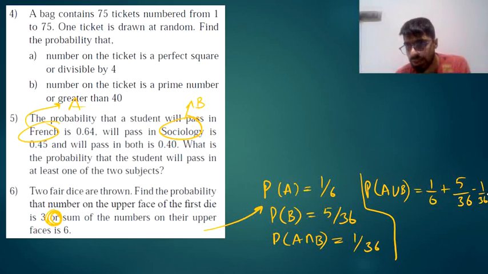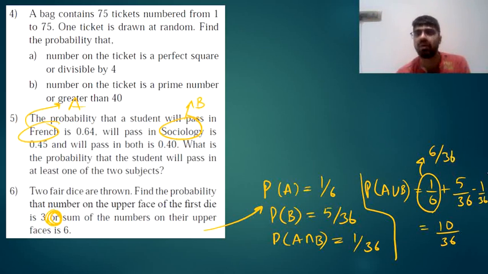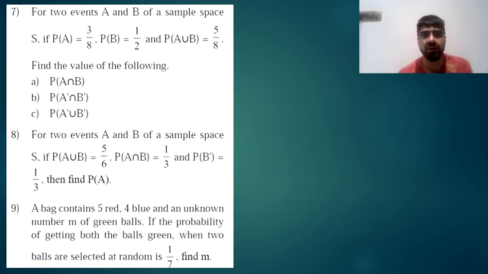This will be 6 plus 5, making it 11, minus 1, making it 10. So 10 by 36, because we need to write this number as 6 by 36, okay? Yeah, so we have 10 by 36, which is 5 by 18 as the final probability for the sixth question. Okay, with that we go ahead with the seventh one.